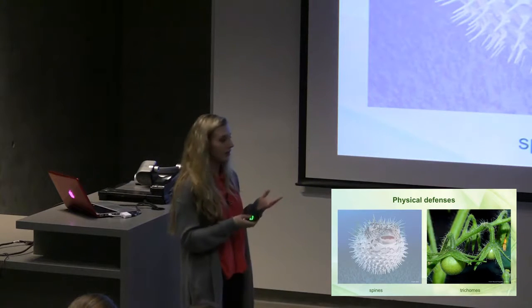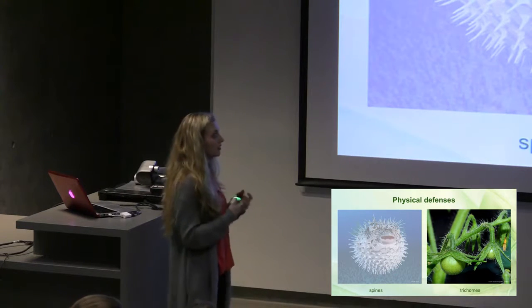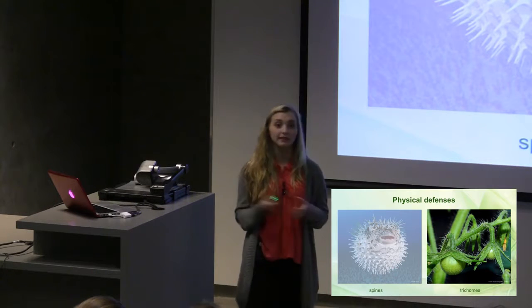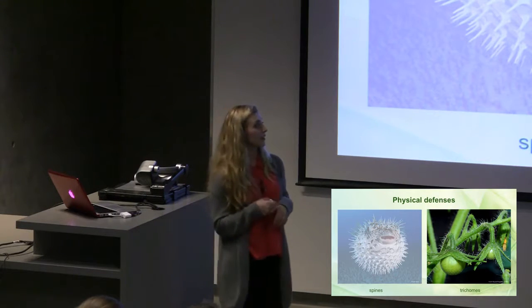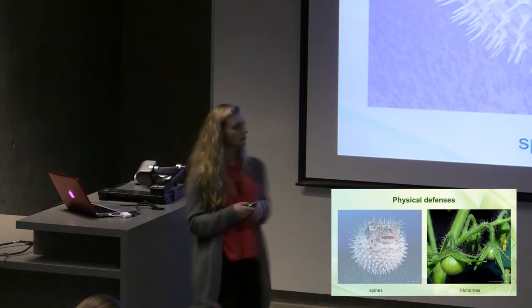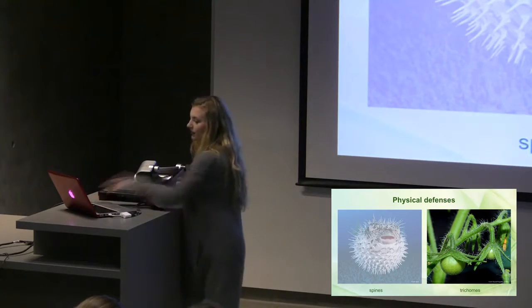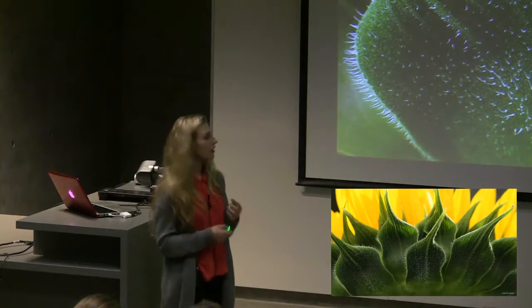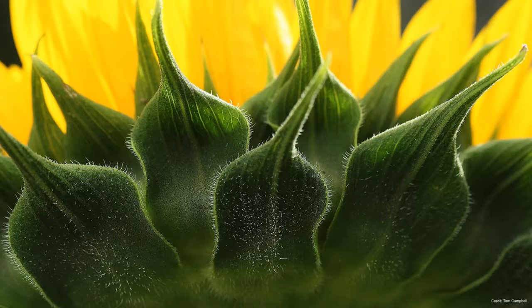Plants, too, can have spikes on them, and they're called trichomes. These trichomes have a similar function, and they make it hard for insects to land on them. This example here is of a tomato plant. Here's a large picture of a sunflower that also has trichomes. And you can see the little white spikes coming out. Those are the trichomes. And they hurt the insects that try and land on them.